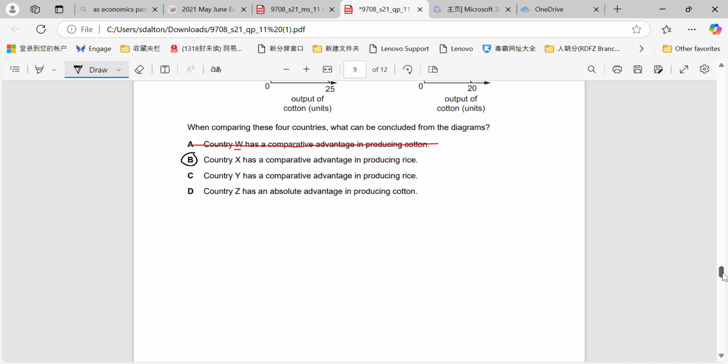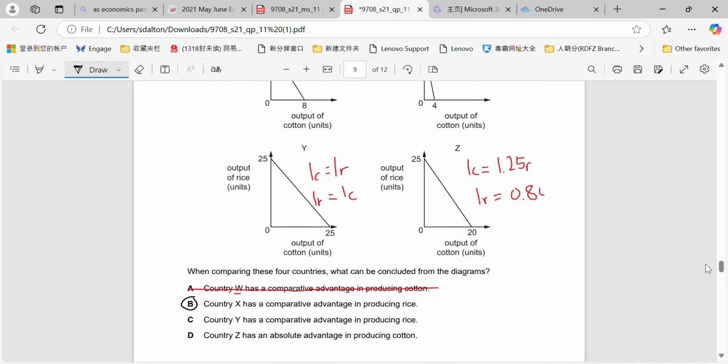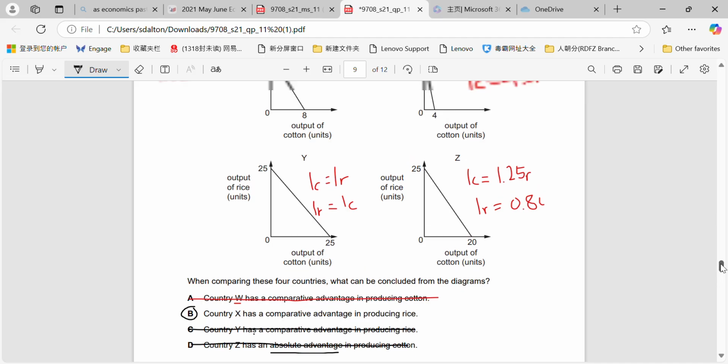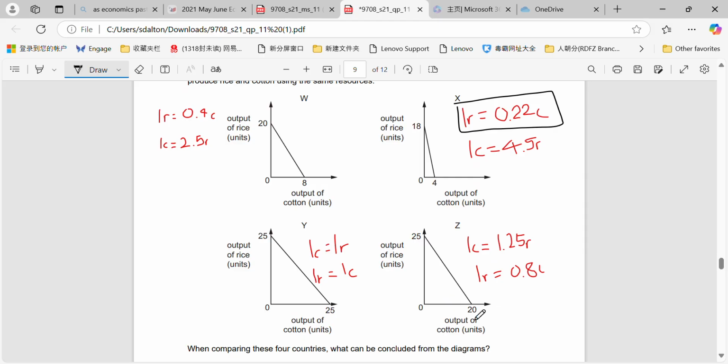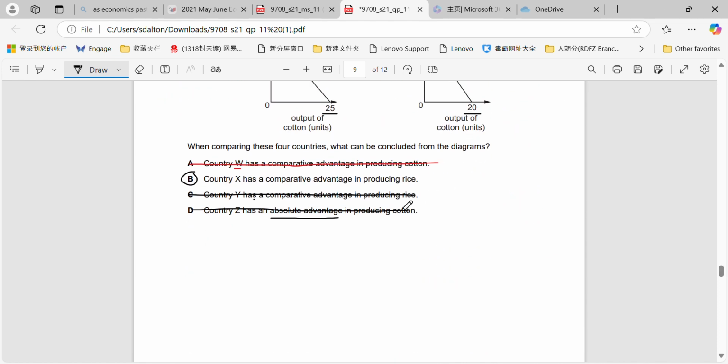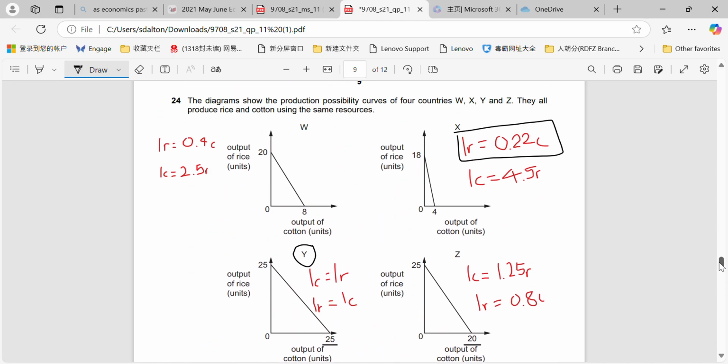Okay, therefore C and D have to be incorrect, but just to match them up, country Y has a comparative advantage in producing rice. Well, we already know country X has that advantage. Country Z has an absolute advantage, so total output, in producing cotton. And we can see for cotton here, they make 20, but country Y actually has the absolute advantage in cotton because they can make 25. Okay, so the correct answer is B once we do our calculations for the opportunity cost of each.